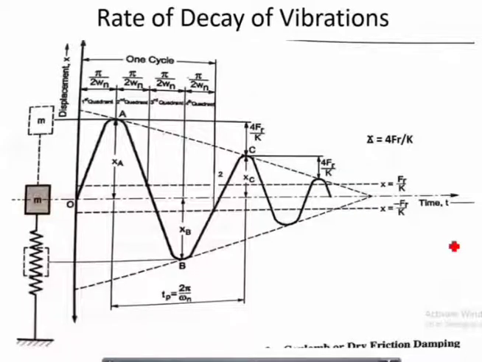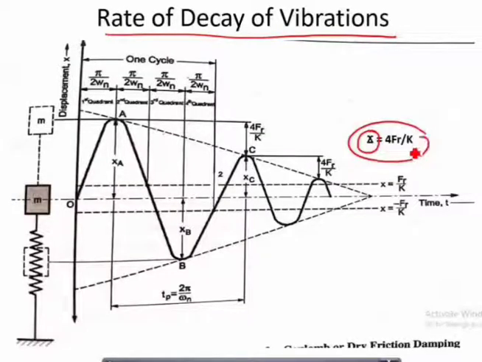Okay, now this is the cycle diagram which I have already pasted here. So rate of decay of vibration. Now what is the rate of decay of vibration? Means the rate at which your amplitudes go on decreasing. So that is denoted by this delta. Delta denotes the rate of decay of vibration, and the final formula is nothing but 4 Fr by k. So how this formula came, that we have to understand.